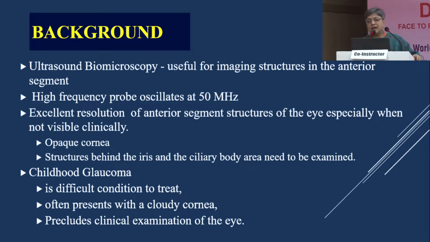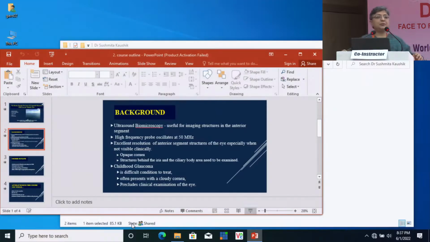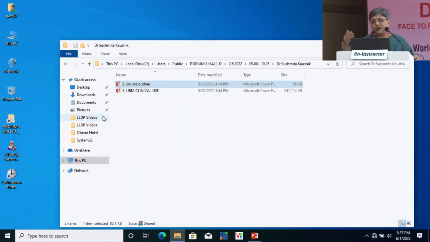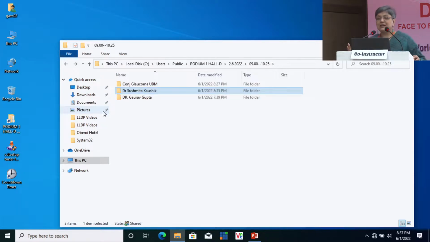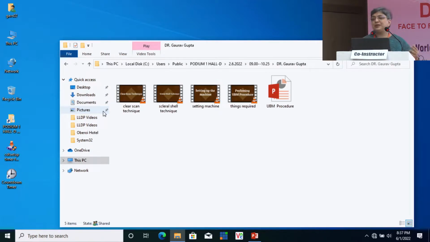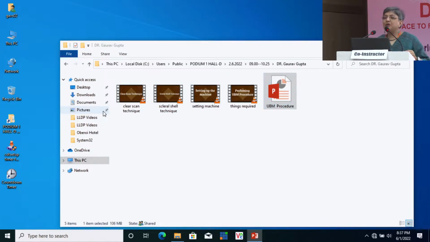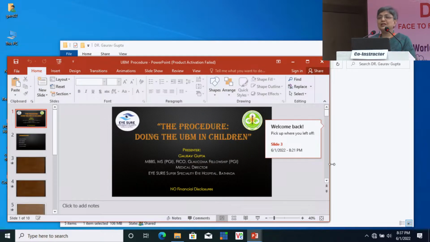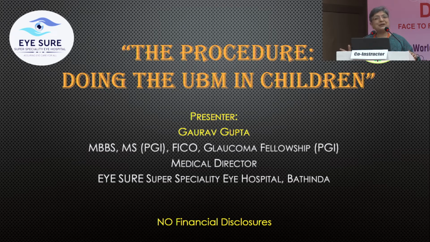So we'll go on to first setting up the machine and doing the procedure. And the chronology is going to be, once we've done it, what is it that we see and how do we interpret what we see? And then we'll go on to, once we've interpreted what we see, what does it mean? And then, once we understand what we see and what it means, how does it change management? So that's the flow.